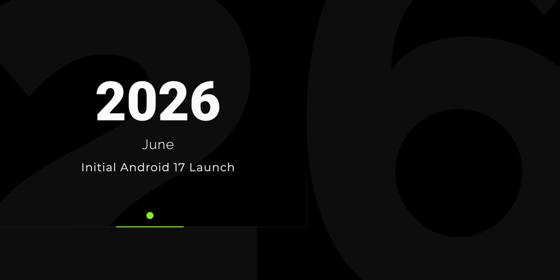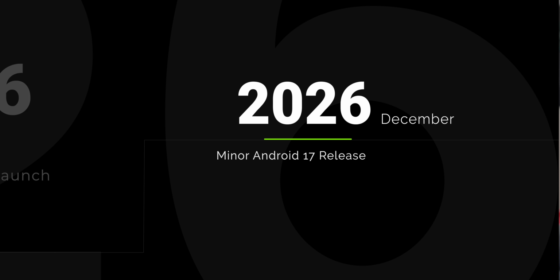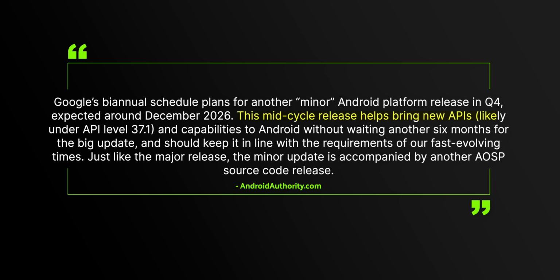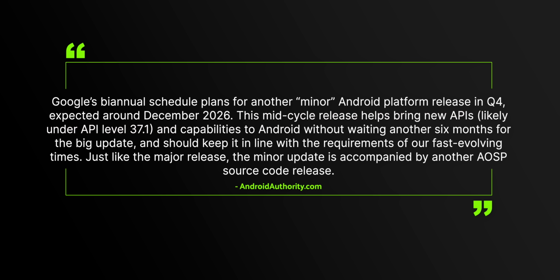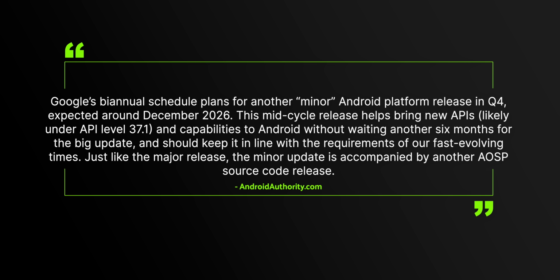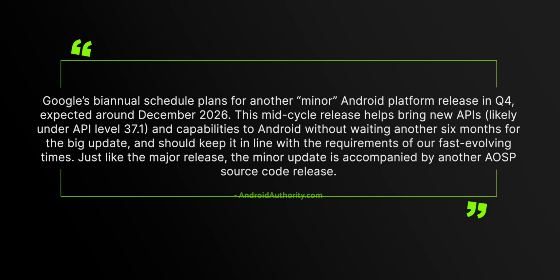But we also expect there to be a second, smaller release that comes late in the year, probably sometime in December 2026. Confusingly, this will also be called Android 17. The purpose of this release is to bring new APIs and capabilities to Android without needing to wait for Android 18, which will likely launch 6 months later in June 2027. Basically, things in the software development world move a lot faster than they used to, so this second Android 17 release allows Google to keep things fresh without forcing everyone to wait a full year between launches. Consequently, this also includes a new AOSP source code drop.